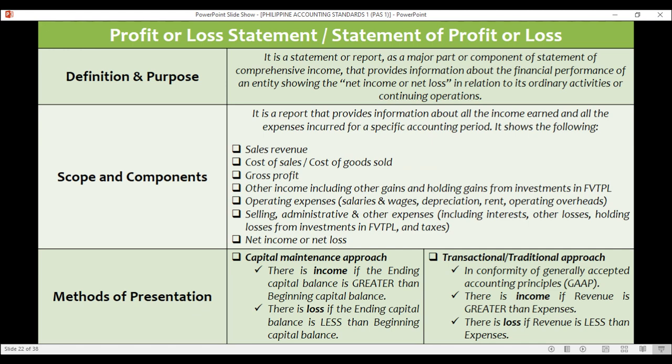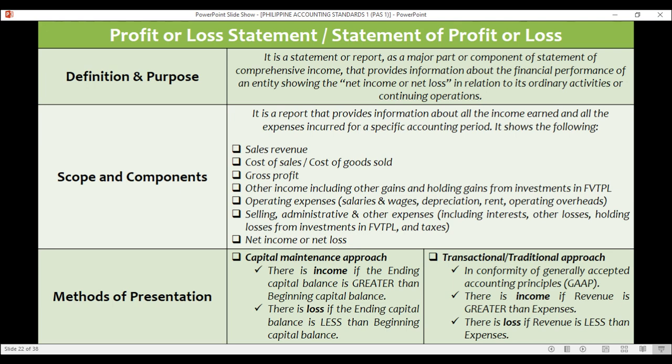Moving on with the profit or loss statement, or statement of profit or loss, the main highlight of this discussion, we have it as a statement or a report, a major component of the statement of comprehensive income, showing the net income or loss of an entity in relation to its ordinary activities or continuing operations. For the components and scope, it provides information of all income earned and expenses incurred for a specific accounting period, showing the sales revenue, cost of sales or cost of goods sold, the gross profit, other income, including other gains and holding gains from investment in FVTPL, operating expenses, selling, administrative, and other expenses, including interest and other losses, holding losses from investments in FVTPL, and taxes, and net income or net loss for the current period.